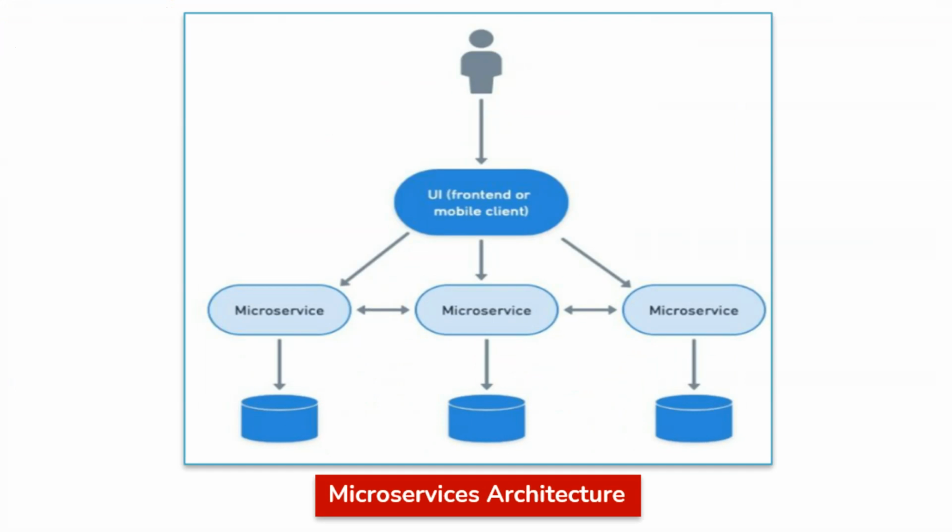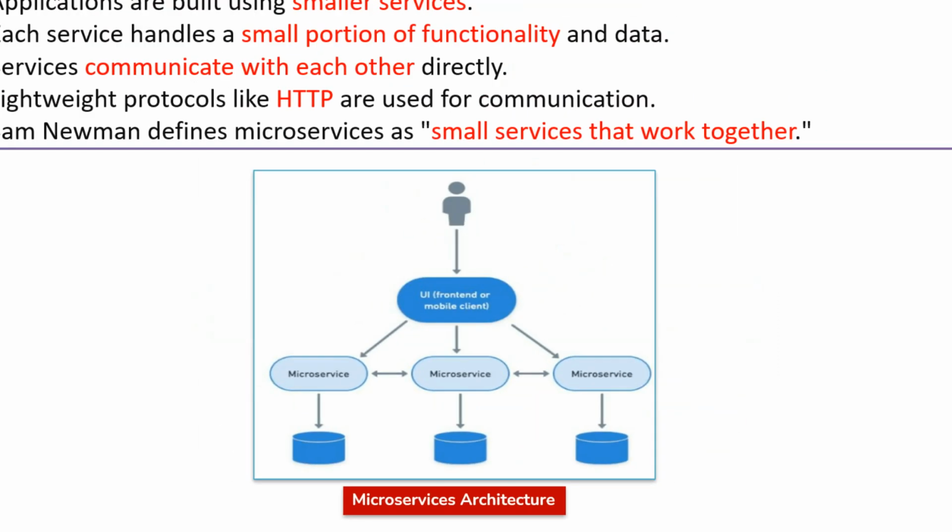Now we will see microservices architecture. Here you can see three microservices. Each microservice is connected to its own database, and each microservice can communicate with other microservices. And at the top you can see the UI, which can be a front end or mobile client, and it can communicate with three different microservices.